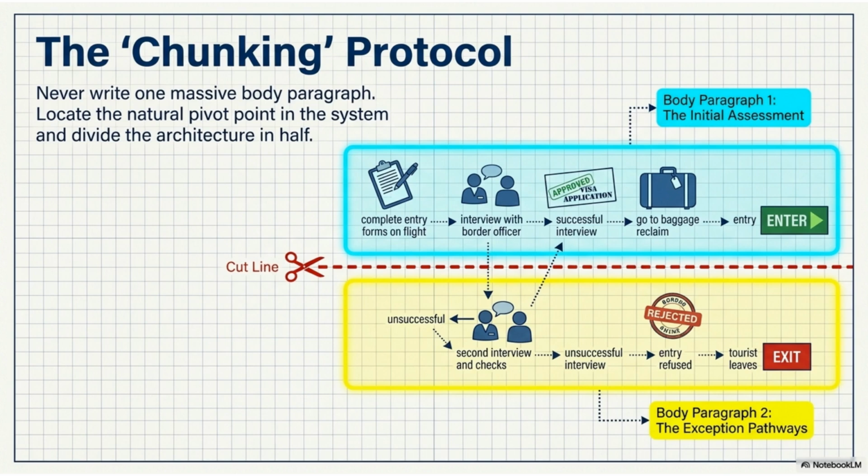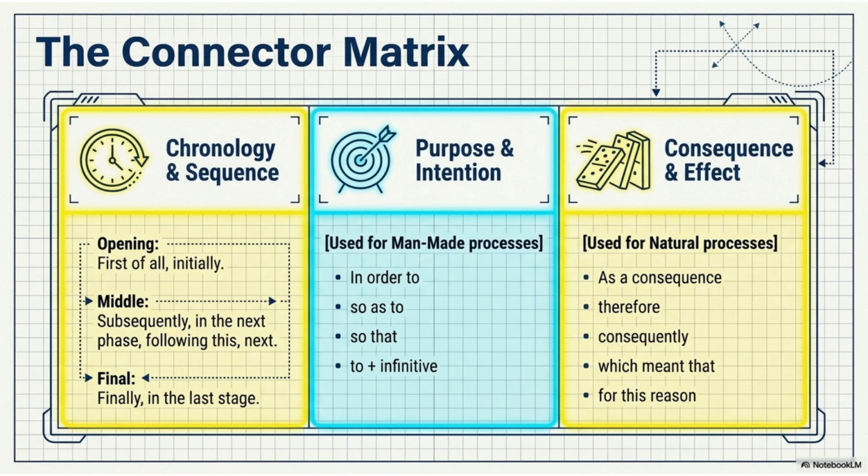Find the natural pivot point in the system and divide the process in half, ensuring a logical flow across 2 distinct sections. The connector matrix provides the glue for your essay. Use chronological markers for sequence, purpose phrases for manufacturing, and cause and effect language for natural processes.